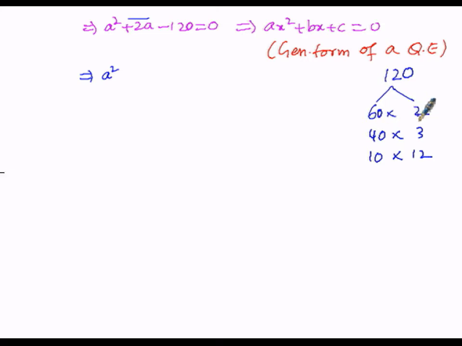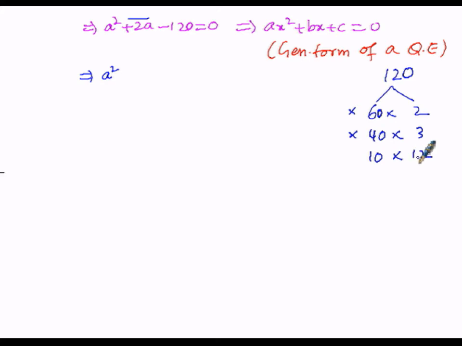60 plus 2 is of 62, which is not the coefficient of a, the middle term's coefficient. By subtracting we will get 60 minus 2 as 58, which is also not the coefficient of a. So, first option is wrong. Then now let us go for the second one. 40 plus 3 is of 43, which is not the coefficient of a. Either by adding these two factors or by subtracting these two factors, we must get the middle term's coefficient. So, here 40 plus 3 is of 43, which is not the coefficient of a, and 40 minus 3 is of 37 is also not the coefficient of a. So, second option is also wrong.